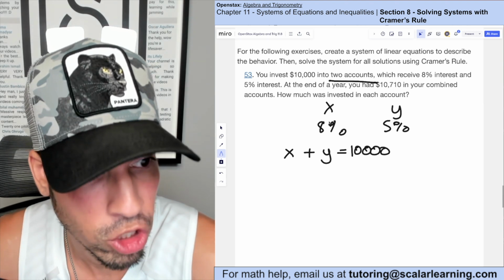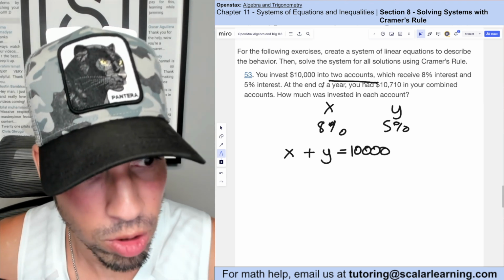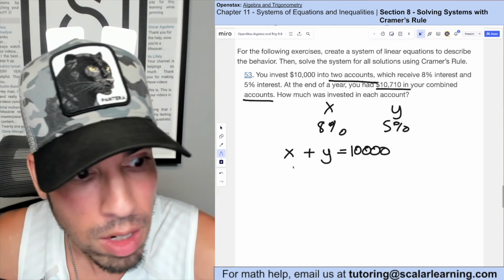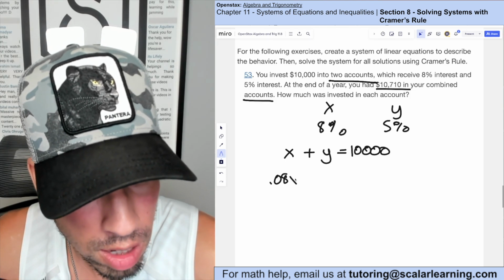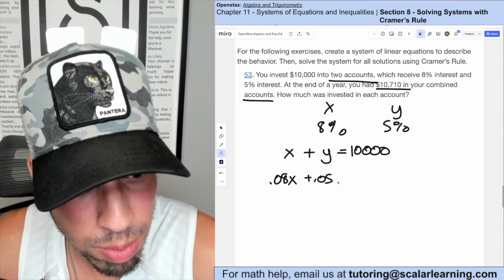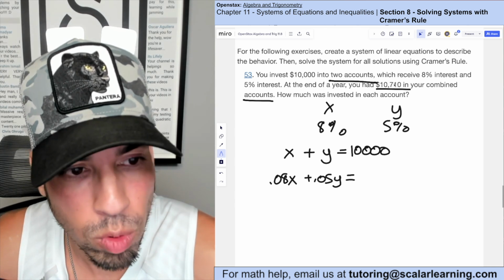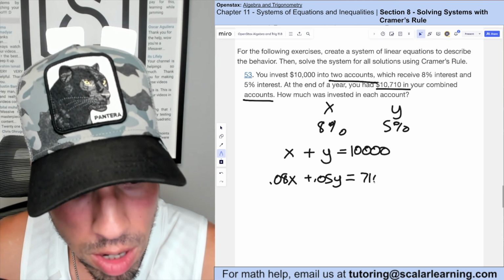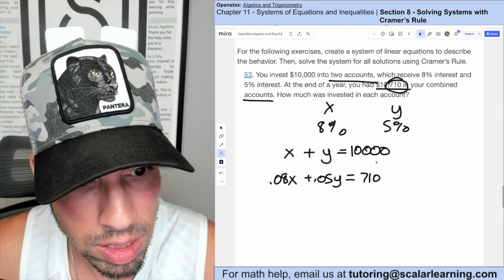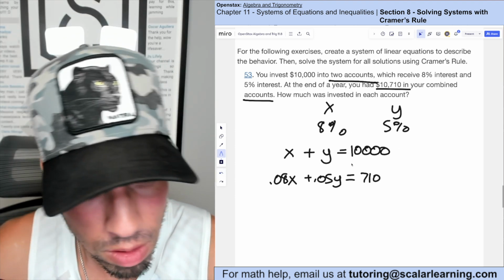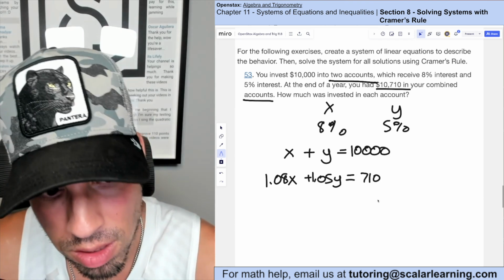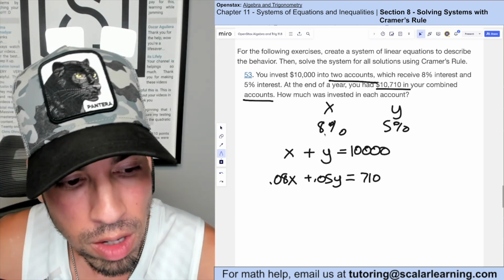There's my first equation. And then here's the second part. So at the end of a year, you had this much, right, in your combined account. So what that means is that the interest on each, right, added together, so 8% interest of X plus 5% interest of Y equals $710. So why did I say 710 and not 10,710? Because the interest is the additional beyond the 10,000. All right. I could have also said 1.08 and 1.05 and made that 10,710. So it's like the full amount, but why not go with this?